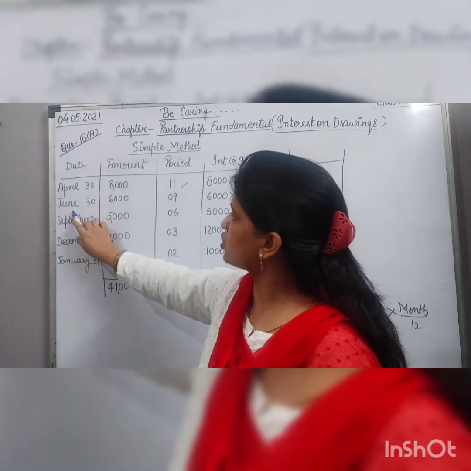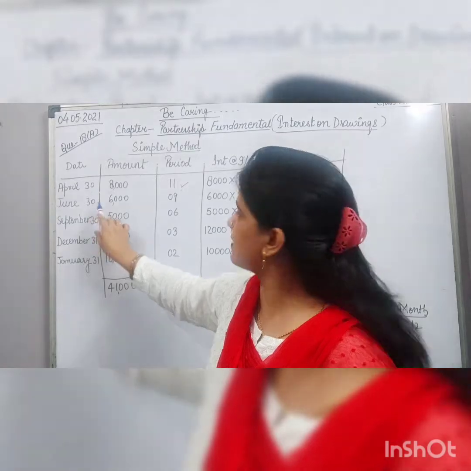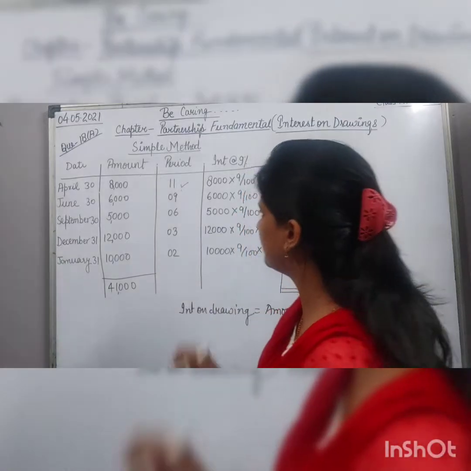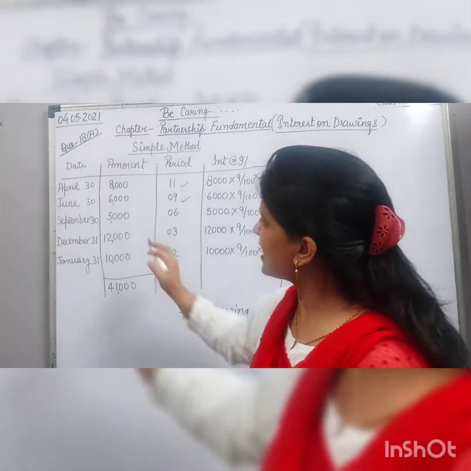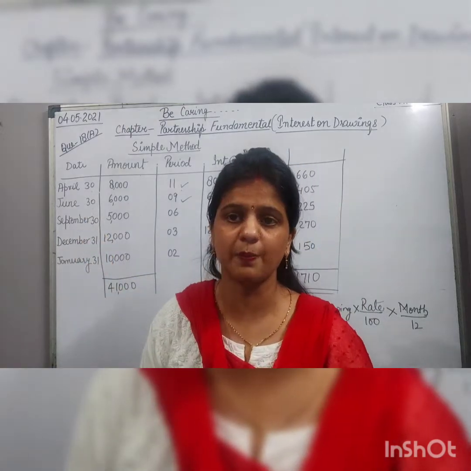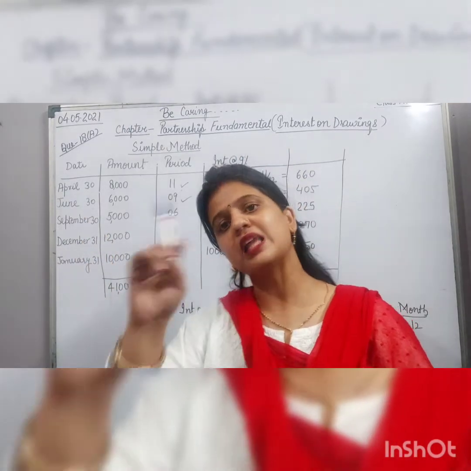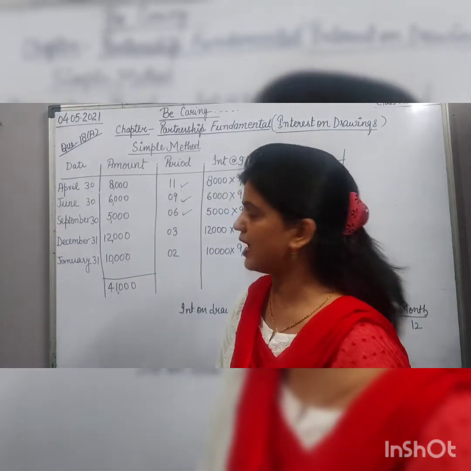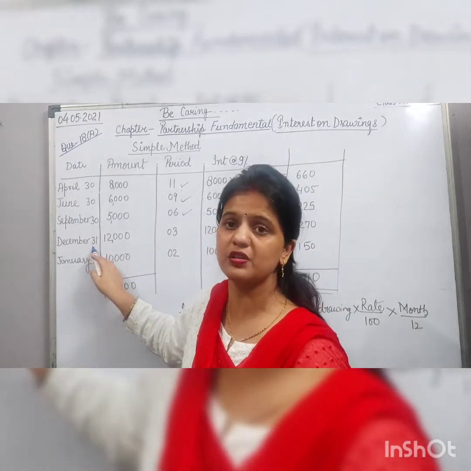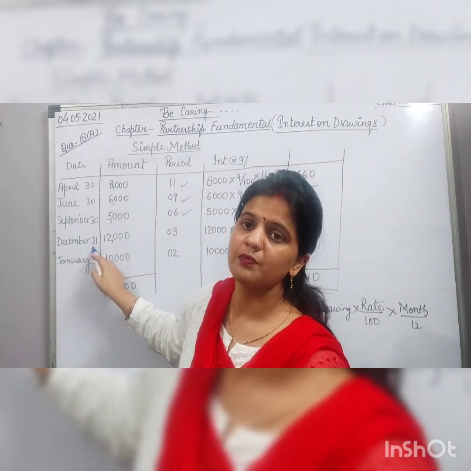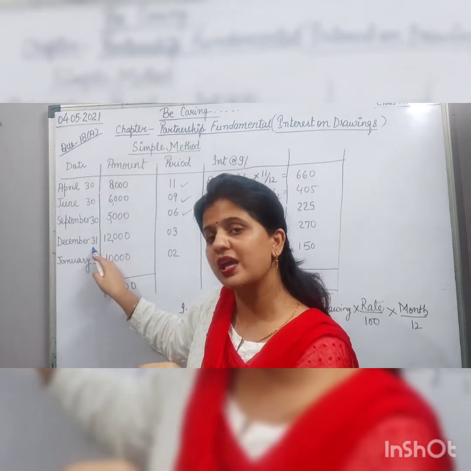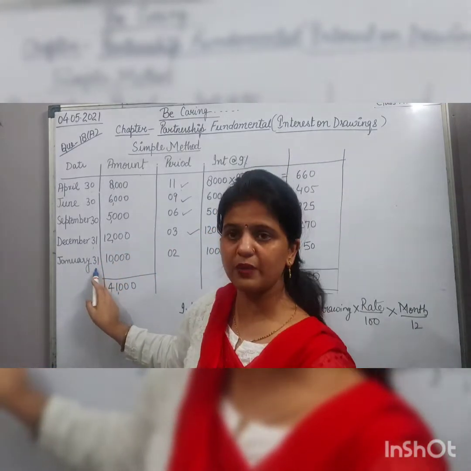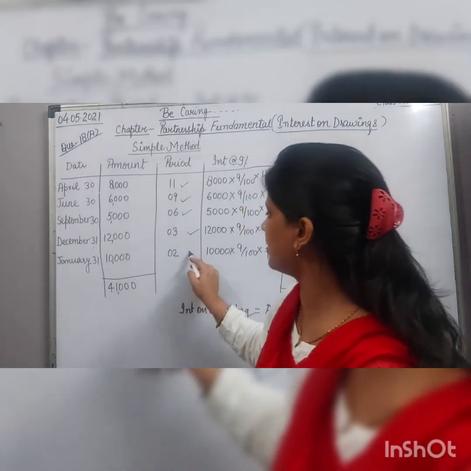Okay, now the second, June 30. The drawing has been made 6,000 and June 30, from June 30 till 31st March, the month will be 9 months. Okay, the next drawing has been made on 30th of September. So from 30th of September till 31st March, the 6th month will be there for 5,000. Okay, then the drawing has been made on 31st of December. And from 1st of January till 31st March, there will be 3 months. Then 31st of January means 1st of February till 31st March, then will be 2 months.